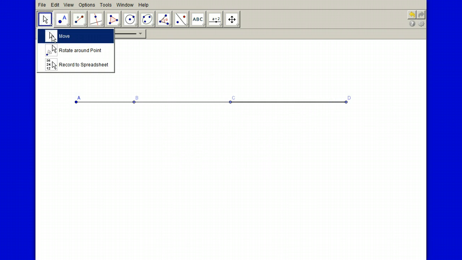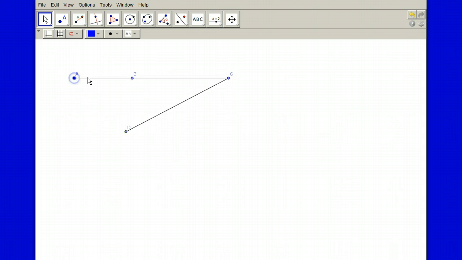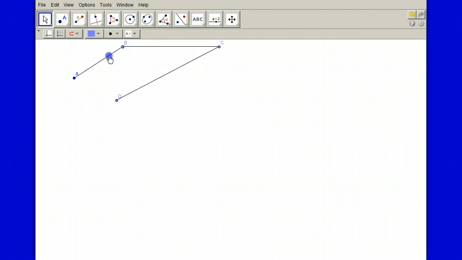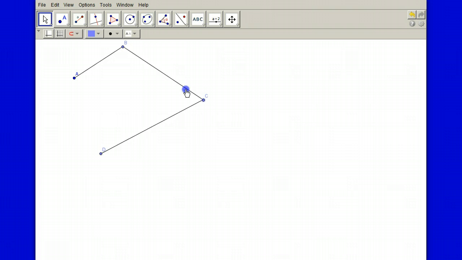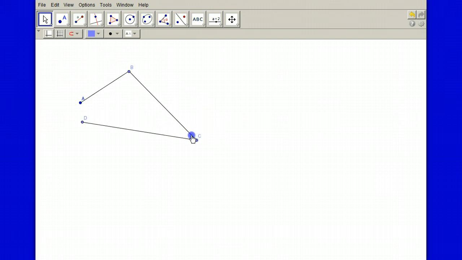Then I'm going to go back to my arrow, click the move button, and now I'm going to create my triangle. It might take a little pushing because I don't think A wants to move. So you're going to have to adjust C and B, but eventually you want A and D to meet. So there's our first triangle.